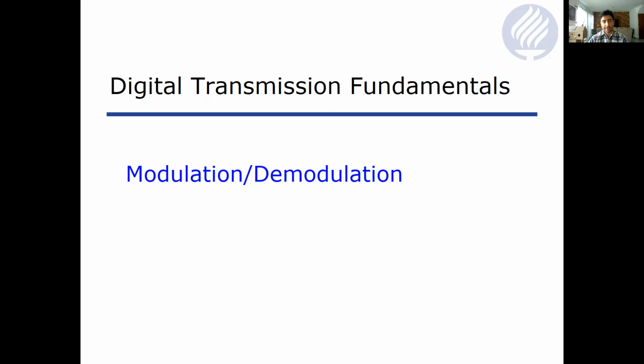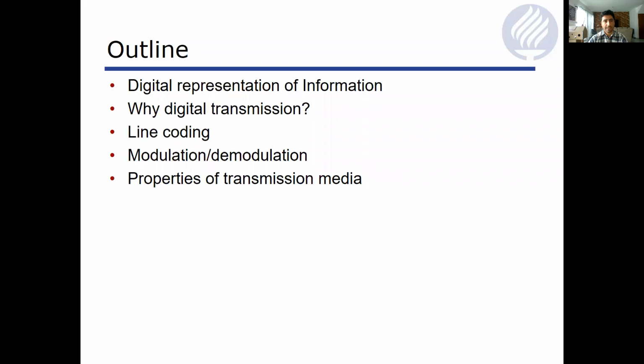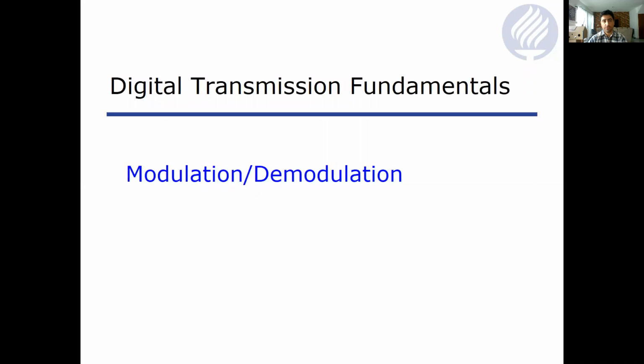So this is the continuation of our talk about digital transmission fundamentals. We talked last time about, for example, why we use digital transmission. We talked about line coding. We talked about Manchester coding. So today we're going to continue talking about modulation and demodulation.